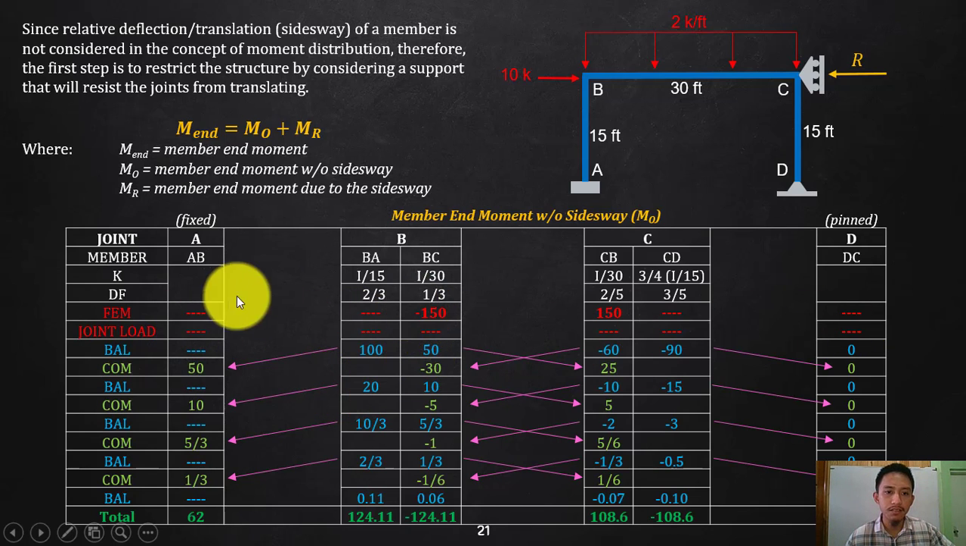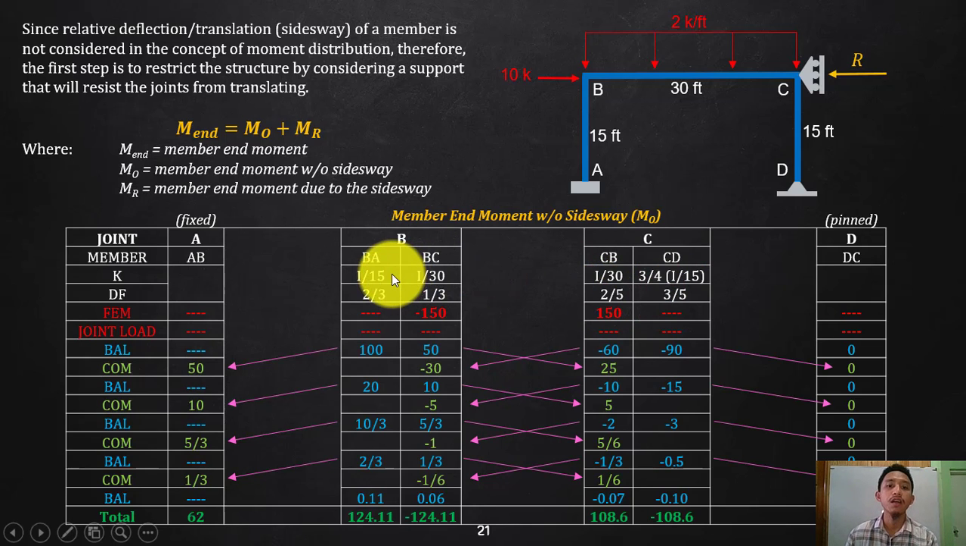Now there is nothing to be balanced, but in here we need to balance that fixed end moment of BC, which is negative 150. So you will balance that by a positive and then multiply it with respect to the distribution factor. So 2/3 of positive 150, since we are balancing, is 100, and then 1/3 of that is 50. And then in here, same thing, but your distribution factor will be different.